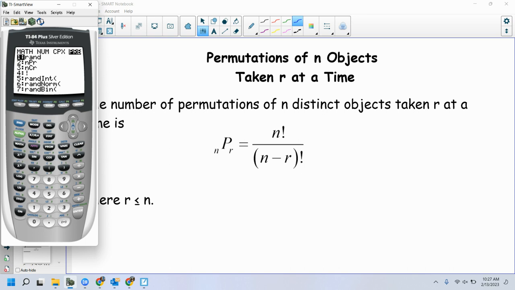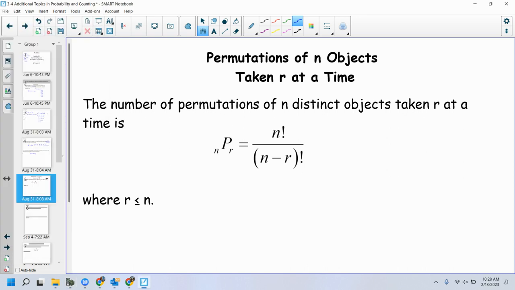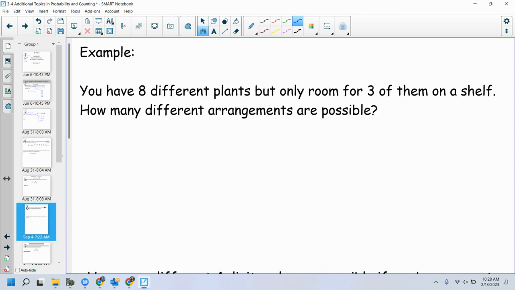You've got 10 numbers, and you're going to make a passcode of 4 numbers. Didn't we do that already? Same type of thing. That is the exact same type of thing. Let me see it. I don't want to get ahead of myself. We'll do it here. We have 8 different plants, but only room for 3 of them on the shelf.